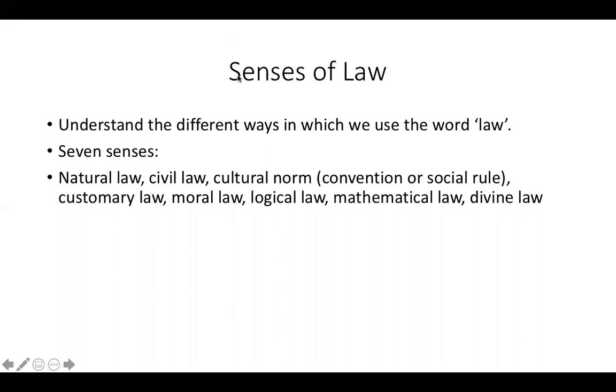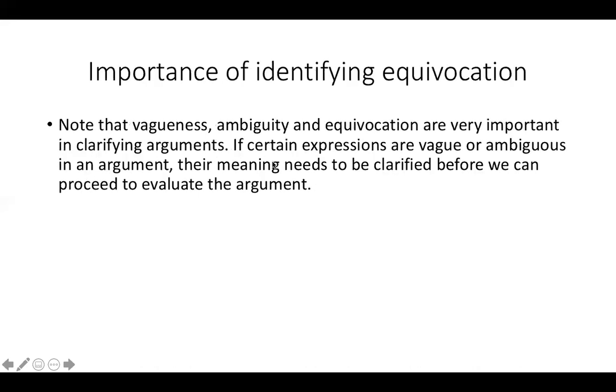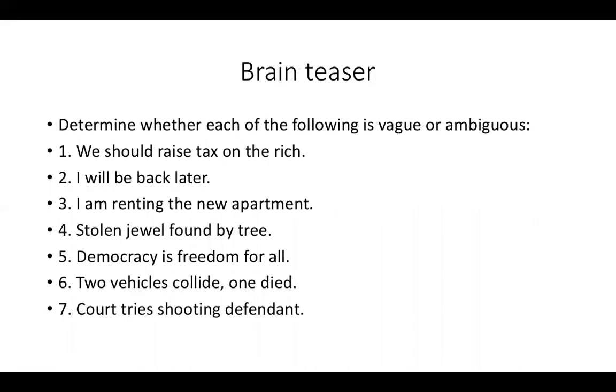Yeah, please. Can you go back to the other slide, the previous one? Yes, yes. It says "stolen jewel found by 3" is ambiguous. But please, he said it's ambiguous. Yeah, it's ambiguous. Yes. I thought that we do not know the particular tree. So how is it ambiguous?